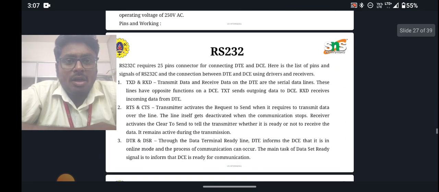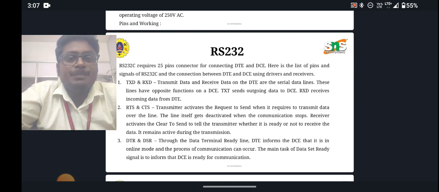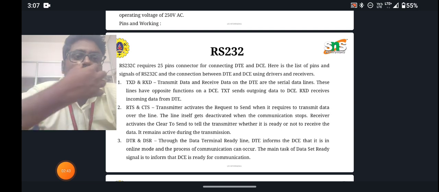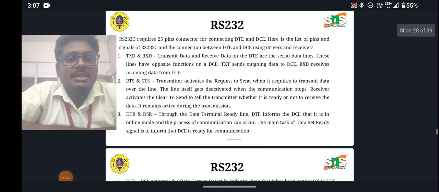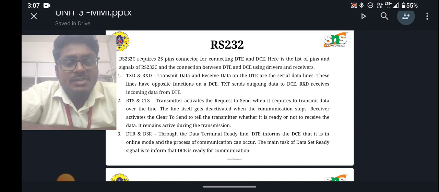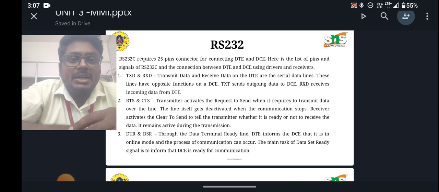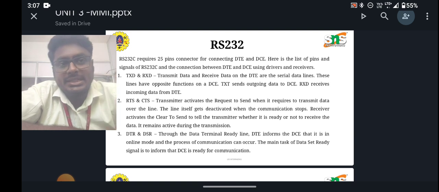RS232C requires 25-pin connectors for connecting the DTE and DCE. Here is the list of pins and signals of RS232C and the connection between the DTE and DCE using drivers and receivers. First one is TXD and RXD, which are transmit data and receive data on the DTE, or the serial data lines.